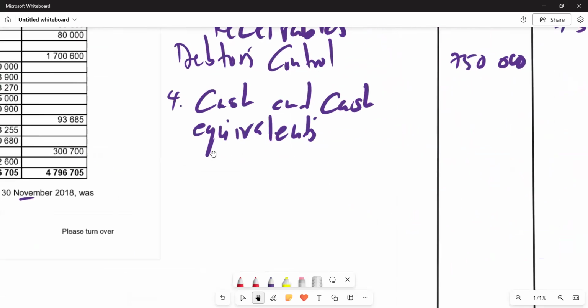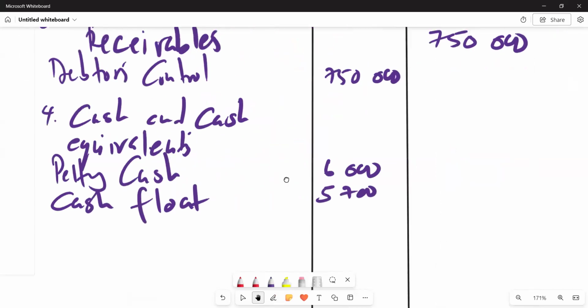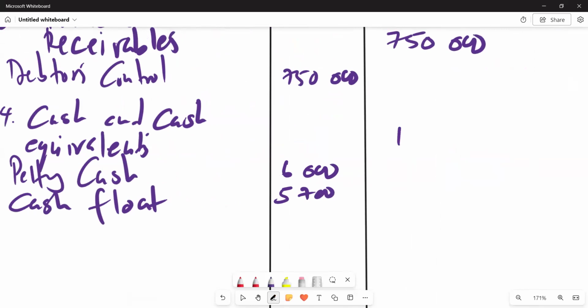So we are here. We are saying petty cash, we have got 6,000. And then we have cash float, we've got 5,700. And then we add the two, we get the total for cash and cash equivalents. You're going to get 11,700, which is going to come in line with cash and cash equivalents. So you're saying 11,700. So this is what we have.